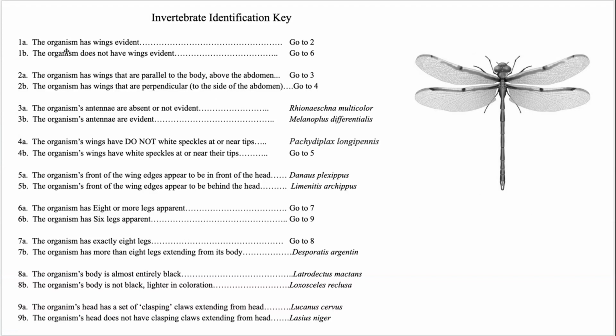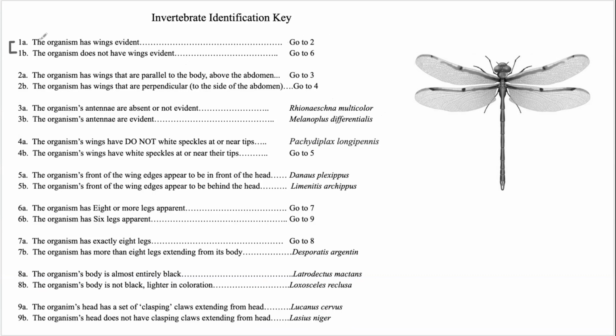Now, how do we use this? It's actually really straightforward. We start up here at the top with 1A and 1B, and we figure out which of these statements is true about the organism we're identifying. Everybody probably recognizes the dragonfly. But I've only given the genus and species over here, so I can't just go to dragonfly. I guess I could Google it, but hey, we can't Google things on state tests.